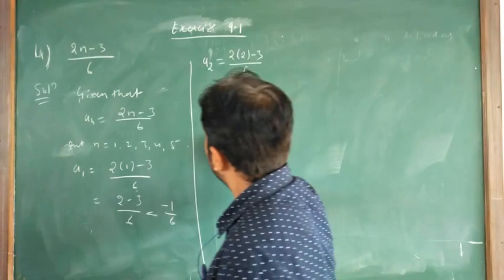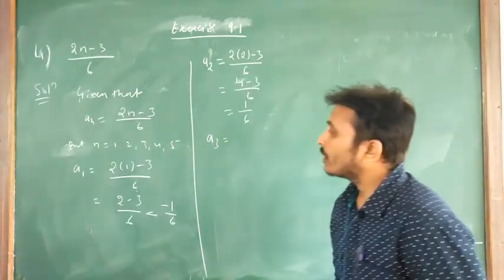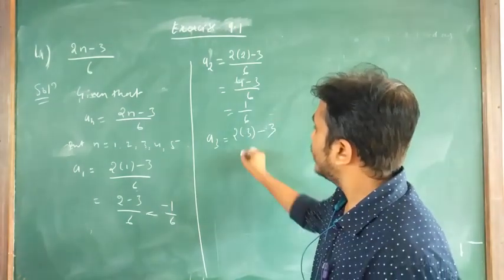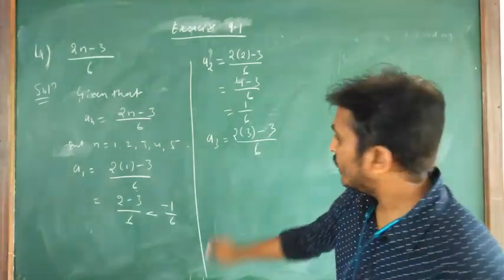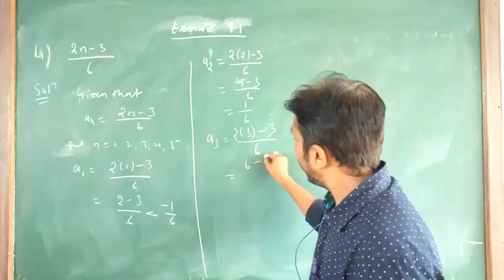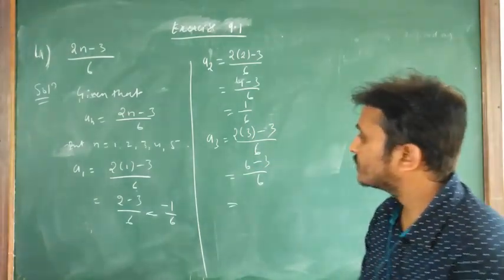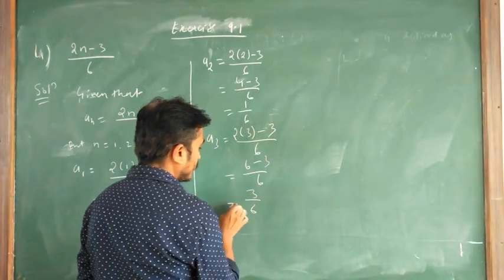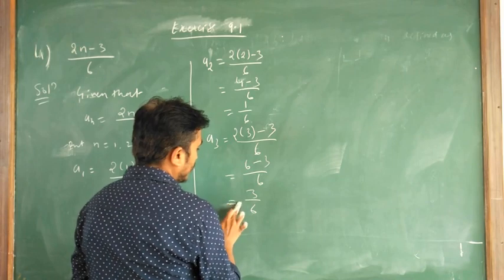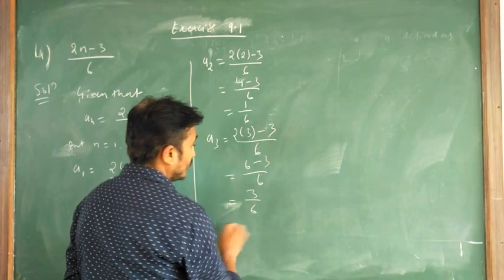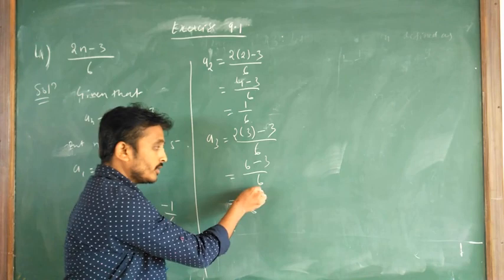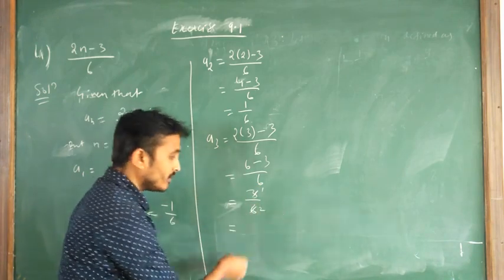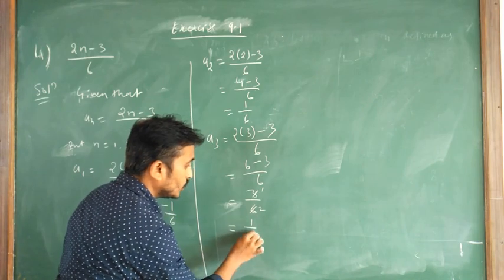Third one: 2 into 3 minus 3 divided by 6. 2 into 3 is 6, minus 3, divided by 6. 6 minus 3 is 3 divided by 6. We can divide both by 3: 3 ones are 3, 3 twos are 6, so it is 1 by 2.